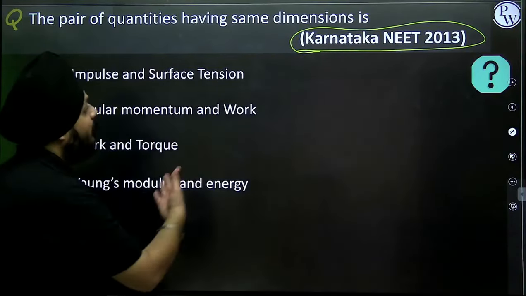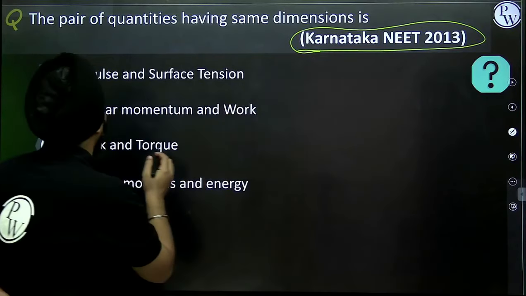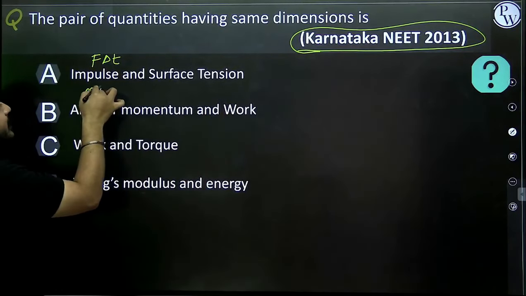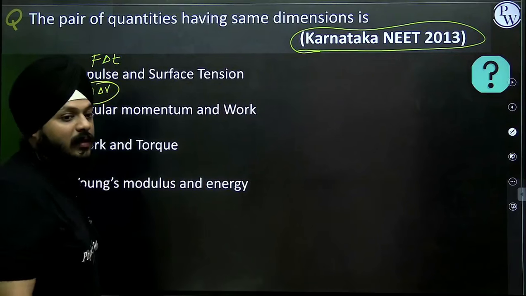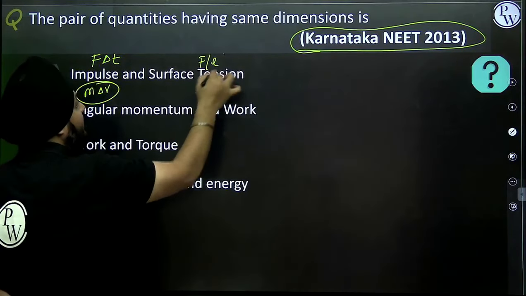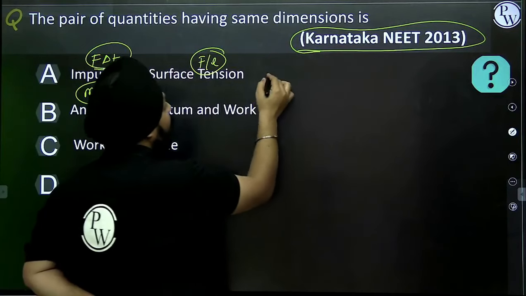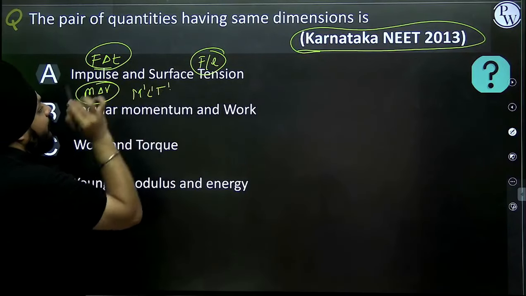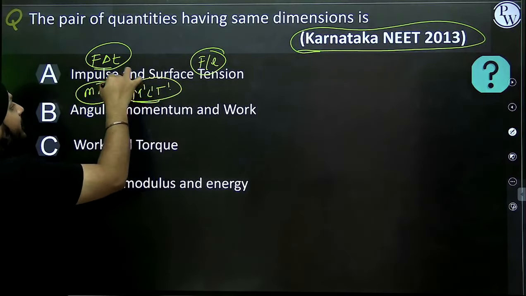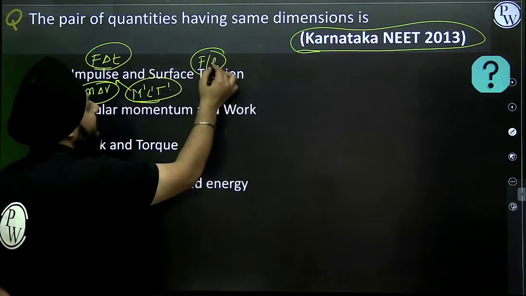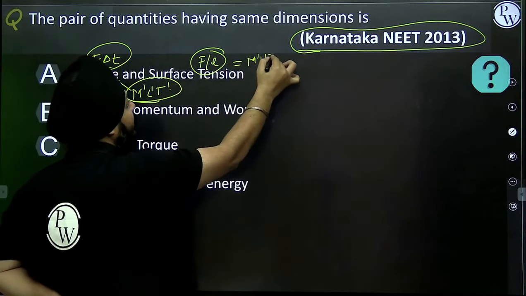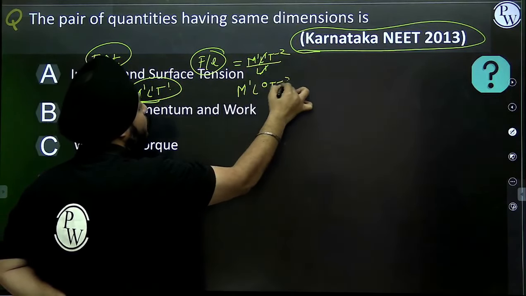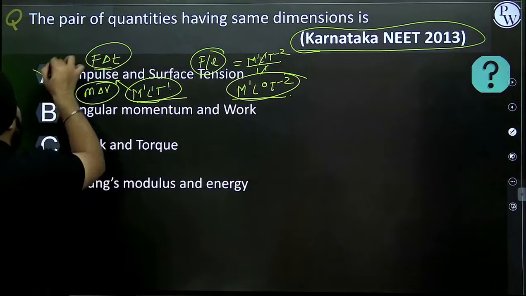Impulse and surface tension. If I'm talking about impulse, that is force into time, or in another sense, mass into change in velocity. The momentum is impulse. This is force per unit length. The dimensional formula of impulse is M1 L1 T^-1. But surface tension is force per unit length, that is M1 L1 T^-2 divided by L1, so the dimensional formula of surface tension is M1 L0 T^-2. These two dimensional formulas are not equal, so A gets cancelled.